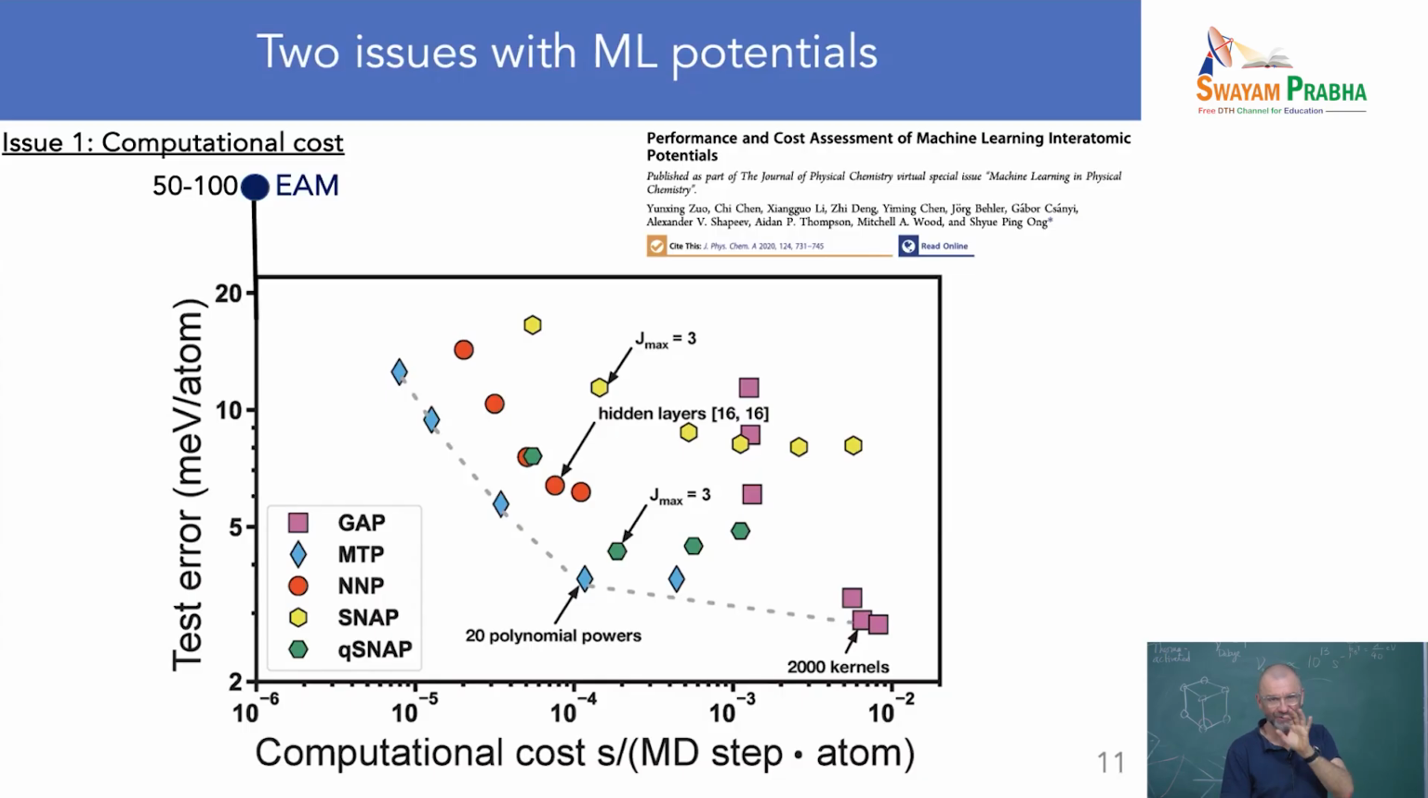on the configurations you have used to fit the potentials, they are very good, but outside, this is the typical error that you have: some hundreds of meV per atom.